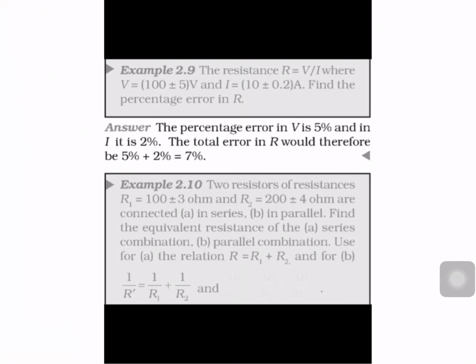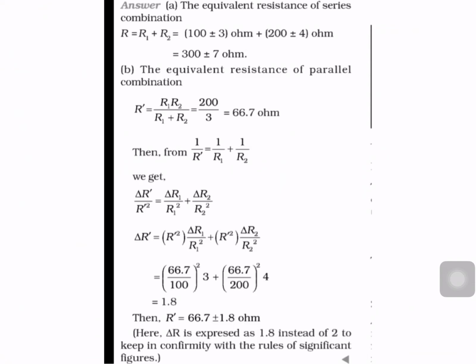The same way, another problem. Two resistors: R1 equals 100 plus or minus 3 ohm, R2 equals 200 ohm plus or minus 4 ohm. They are asking two things: one is a parallel combination and the other a series combination. For the case of series combination, you are already familiar: R equals R1 plus R2, you can straight away add this. But parallel combination is just like a multiplication format: R dash equals R1 R2 by R1 plus R2. Then you can calculate R dash, and finally R dash equals 66.7 plus or minus 1.8 ohm.